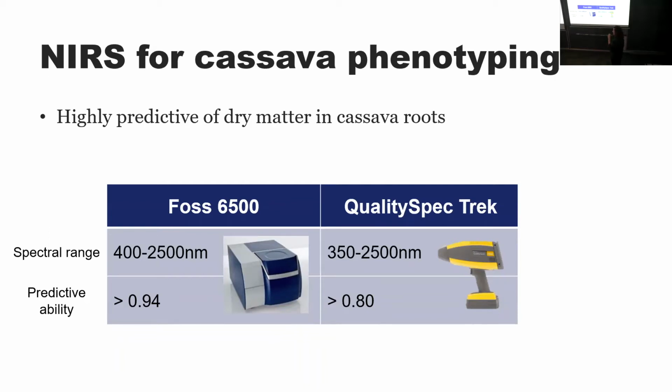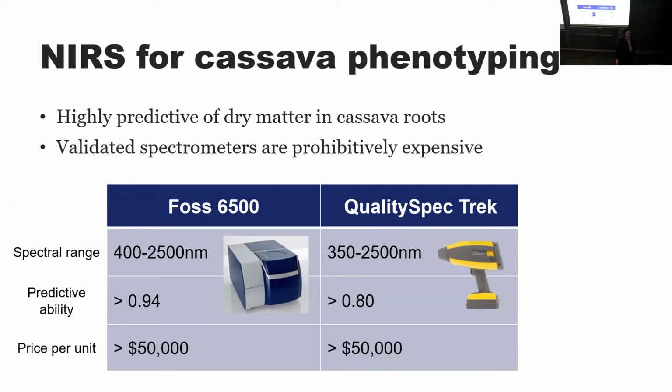The next generation was from Ugo Ikeogu from Jean-Luc's lab. And he looked at this mobile spectrometer, the quality SpecTrek. It has an even larger spectral range, but the predictive ability dropped a little bit in his test to 0.8, which is still pretty good. And it passed the standards for breeders. But the problem with these two units is they're really expensive. And for a small breeding program, this might be way out of the budget.